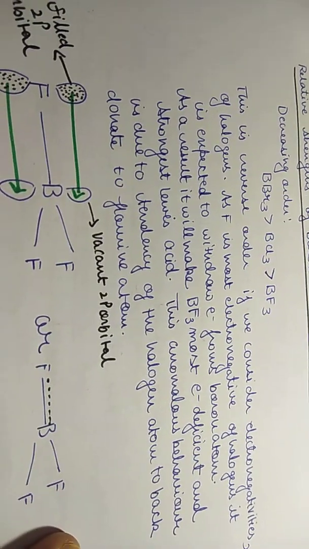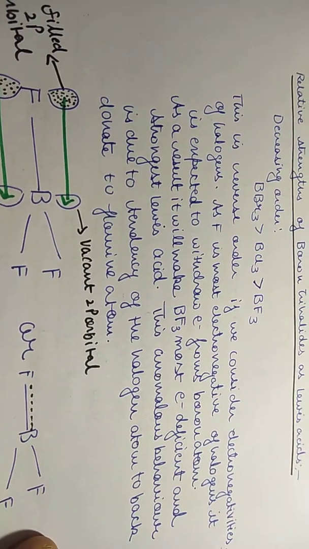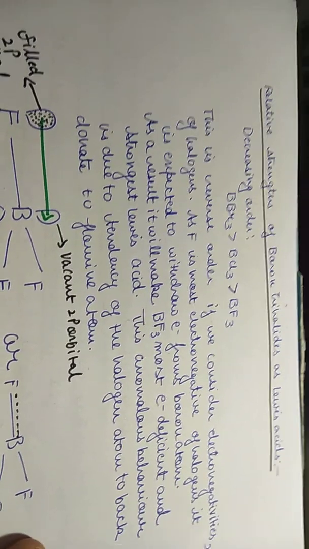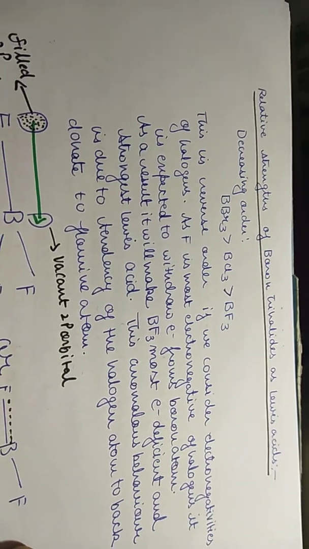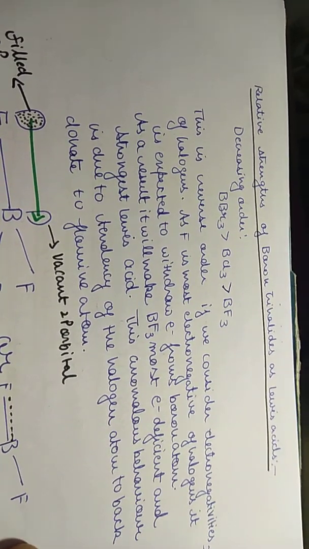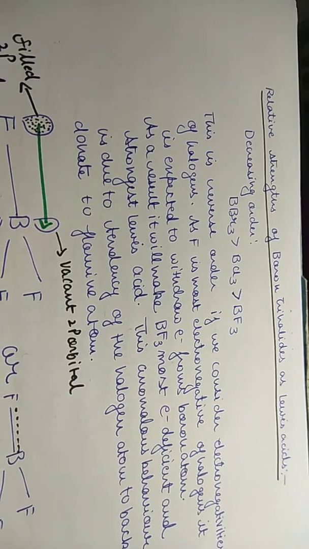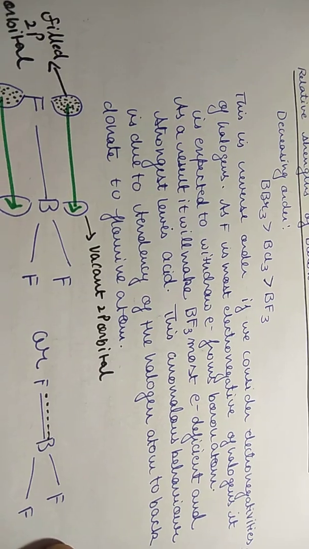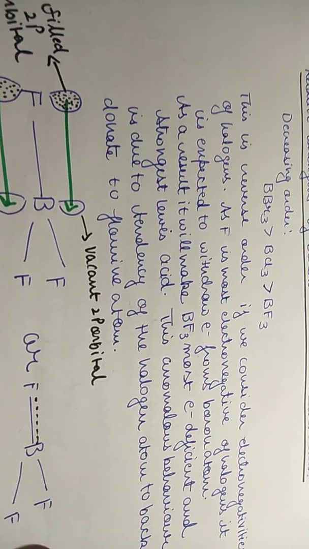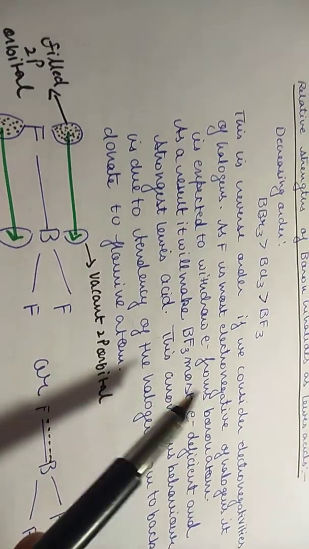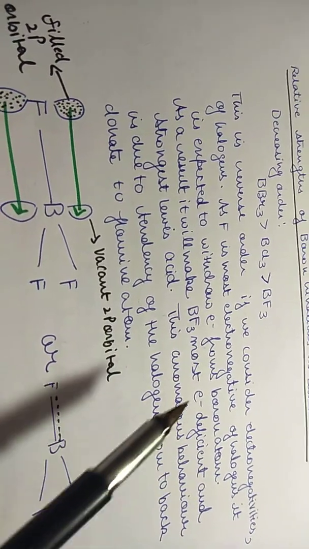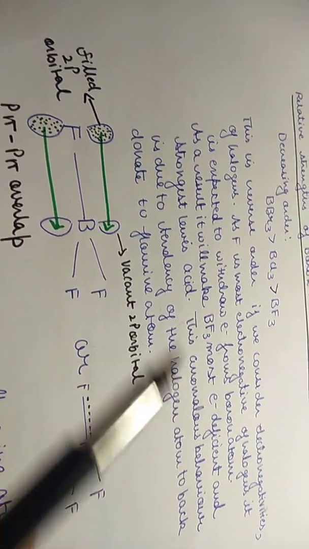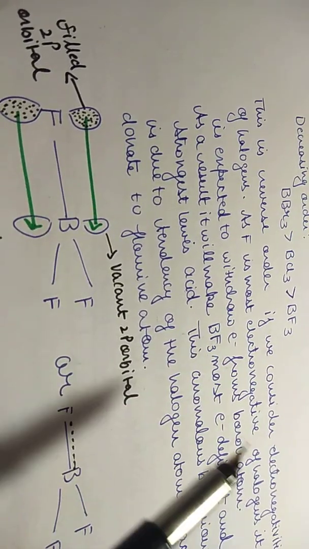Why? On the basis of electronegativity, the fluorine atom in BF3 is the most electronegative, so on that basis BF3 should have had the highest Lewis acid character, then BCl3, and then BBr3. But it is not like this. BF3 should have been the strongest Lewis acid, but it is not. The order is reversed here.